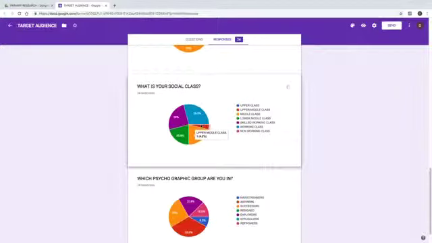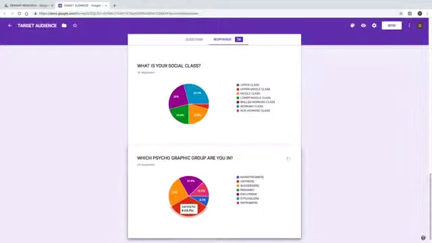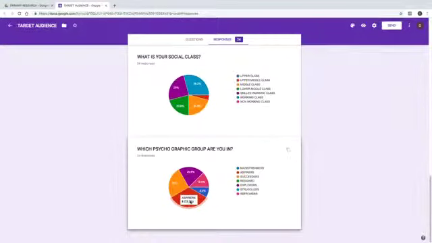Surprisingly, the psychographic group that most people are in was aspirers. I thought it would be more mainstream, but mainstream seems to be the lowest out of all. And I feel like this is because a lot of youths want to be like the people they see on TV. Okay.